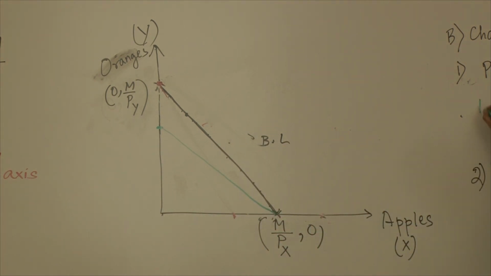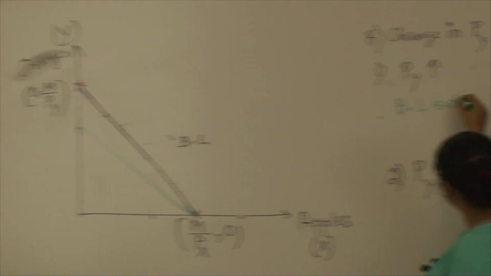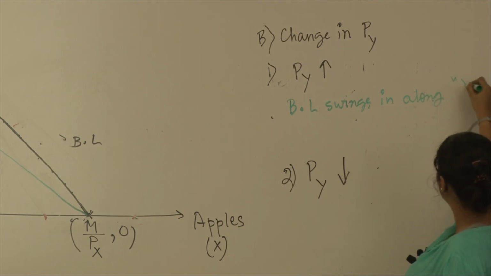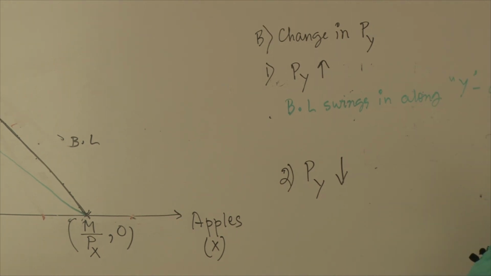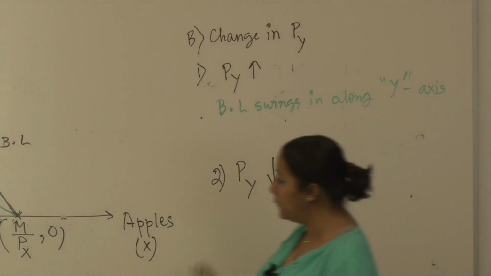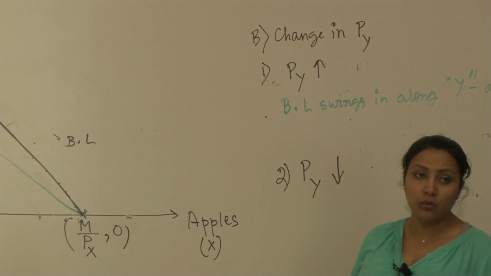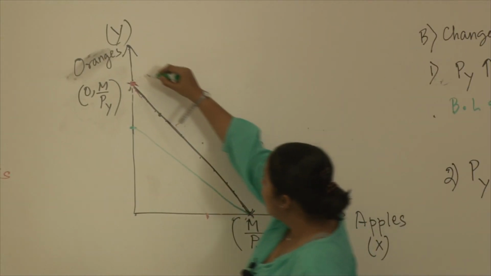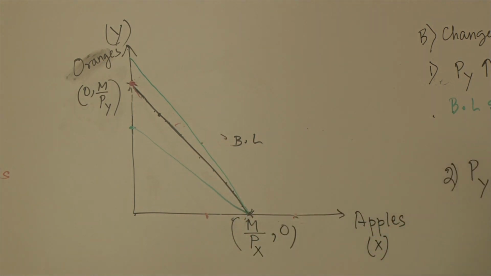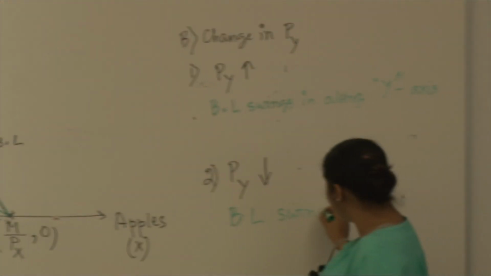So, once again here the budget line swings in along the y axis. So, now it has to swing in along the axis where you are measuring the good y, where you are measuring the oranges. Okay. And similarly here, if the price of y went down, then you would be having more y and nothing else has changed, the income has not changed, the price of x has not changed. So, you would have something like that. So, your budget line swings out.